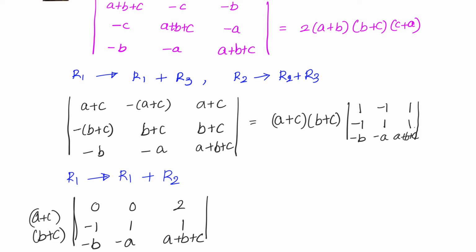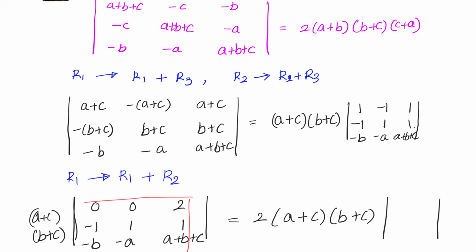When I expand by the first row, the first two elements of the first row are zeros, so the only thing I have to worry about is the last element of the first row, that is element 1 3, first row third column. Let's understand what the 2 by 2 matrix looks like. We have 2 into (a plus c) into (b plus c). Take out that row and column. What is the 2 by 2 matrix left? Minus 1, 1, minus b, minus a. And we know that if a b c d is a 2 by 2 matrix, then its determinant is given by ad minus bc.